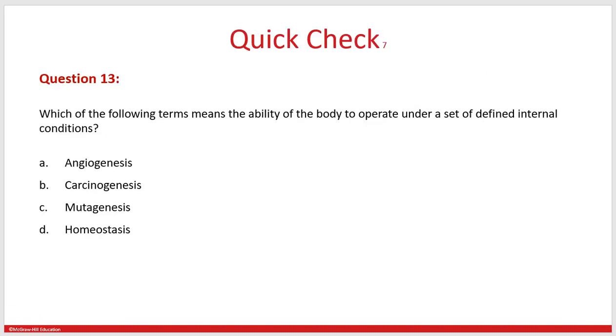So this is a pretty short little lecture, but check your understanding with these little quick checks. It's a pretty handy way to make sure you understand the material.